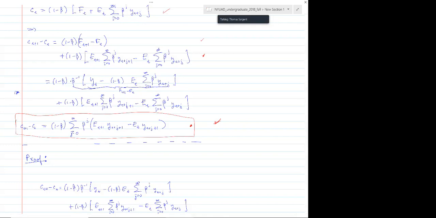So he's not going to be able to completely smooth consumption because he can't buy insurance. The only thing he can do is accumulate or decumulate assets. So he has an imperfect ability to smooth consumption, but he wants to smooth consumption as much as he can. So when does he or she move their consumption?